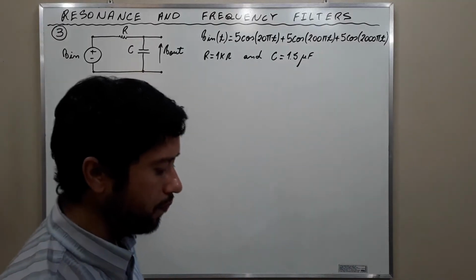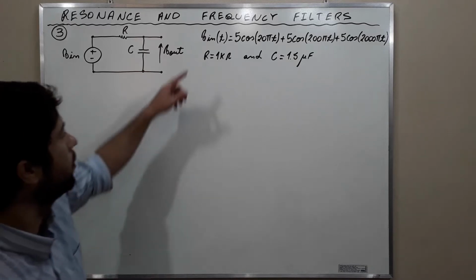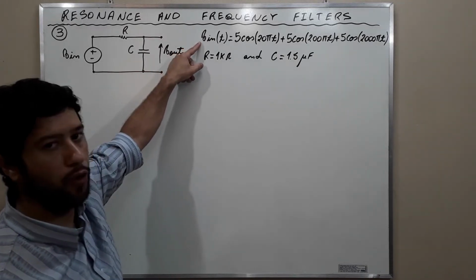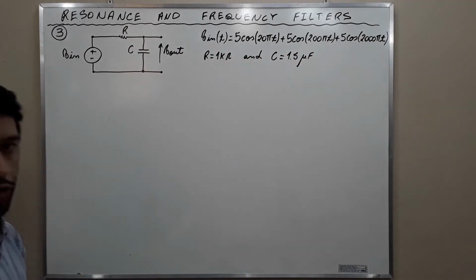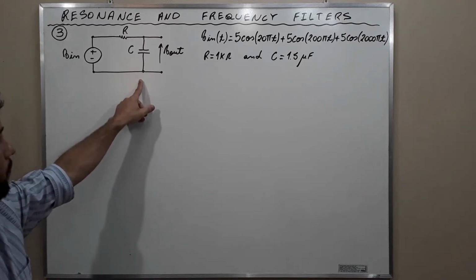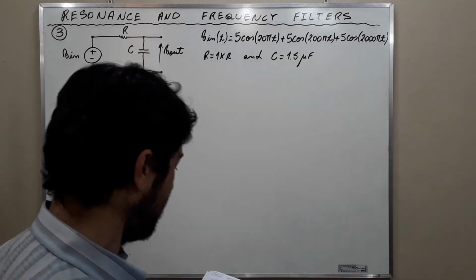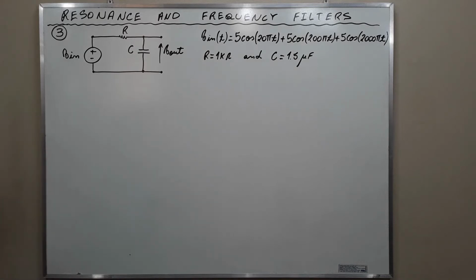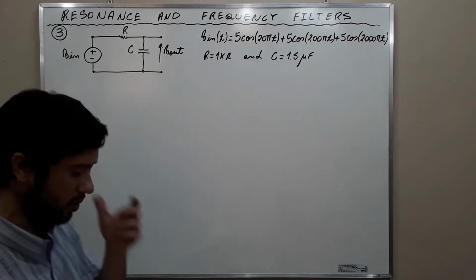Exercise number 3. Suppose that the following input signal, Vin, with components in different frequencies, is applied to the low-pass RC filter of the figure. Find an expression for the output signal. Okay? This is the exercise. Let's go to the solution. The first step will be to come up with the transfer function of the RC connection.